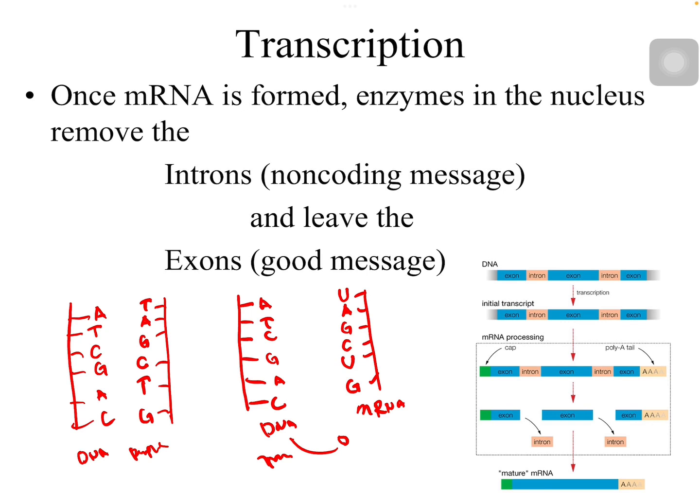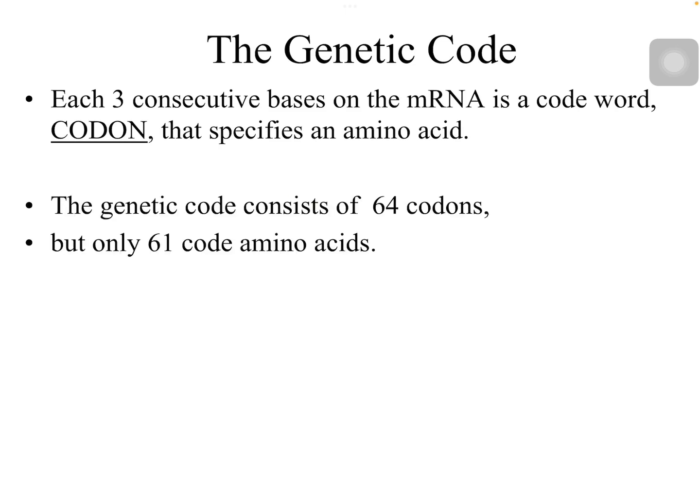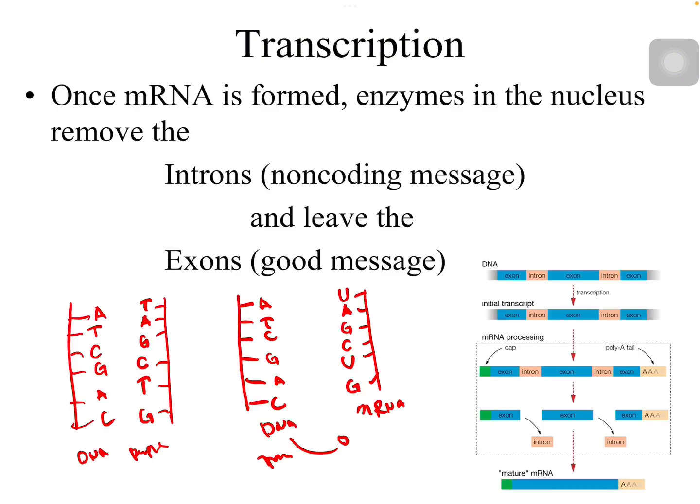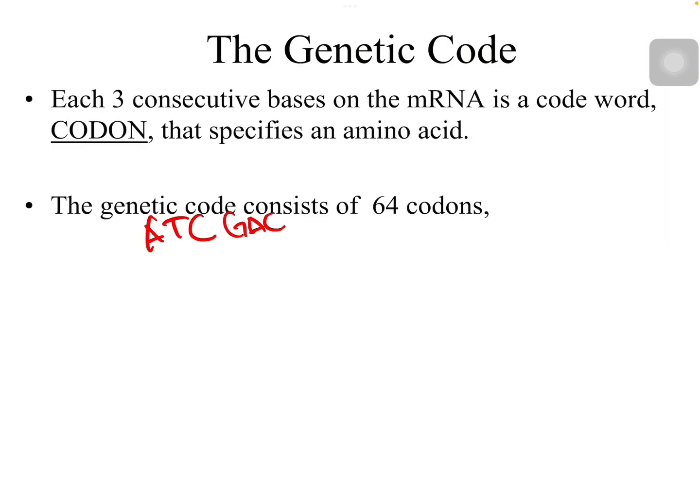So, let's continue. Once mRNA is formed, enzymes in the nucleus remove the introns, the non-coding message, and leave the exons, which is the good message, class. Now, next we go to our genetic code. Each 3 consecutive bases of mRNA is a code word, a codon. So, paano po si codon, class? Sa example natin kanina, sa previous slide, we got the ATCGAC.